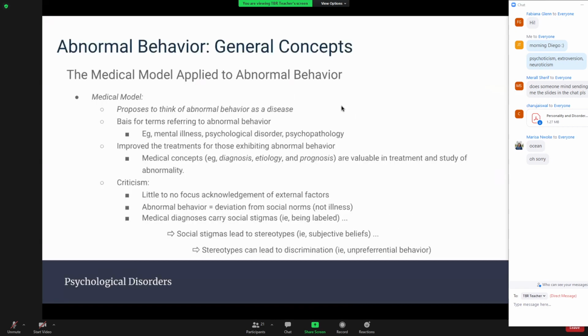Let's start. So when we're talking about abnormal behavior, there's a couple of approaches for it. One is the medical model, because we kind of need approaches to think about abnormal, because normal is subjective. And so if it's already subjective, then abnormal is even more subjective. But the medical model proposes to think of abnormal behavior as a disease. This is the model that was prominent at the turn of the century, like in the 1800s, or I guess the turn of the other century, I should say.